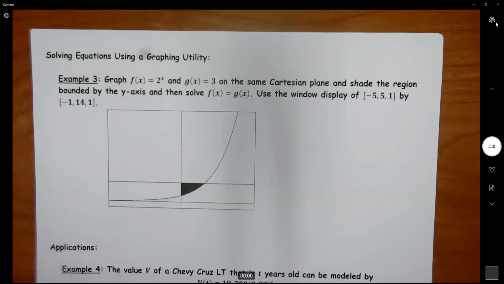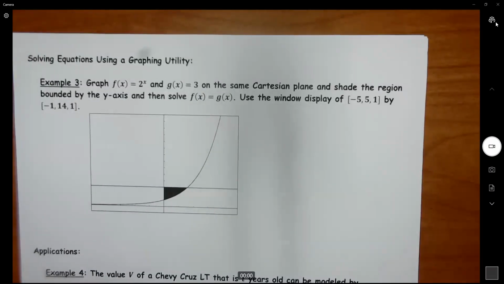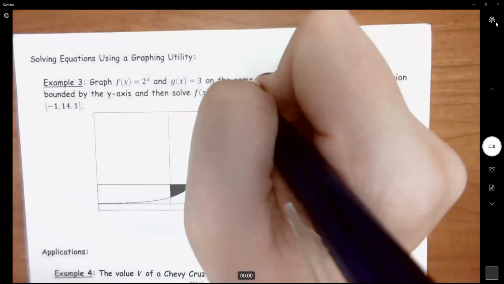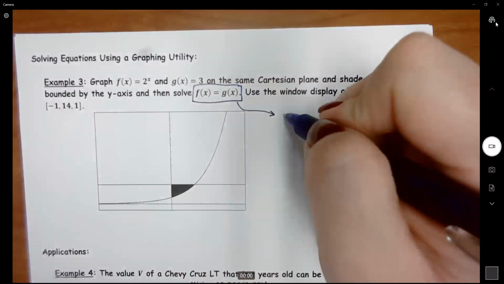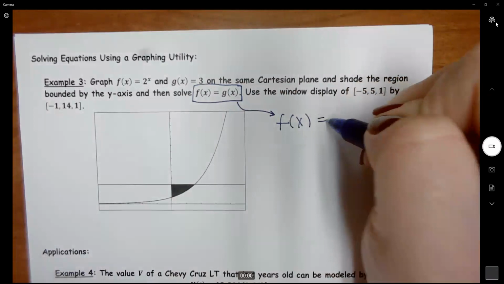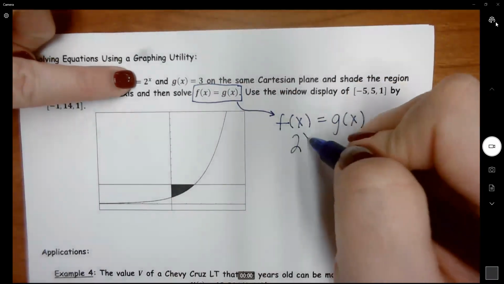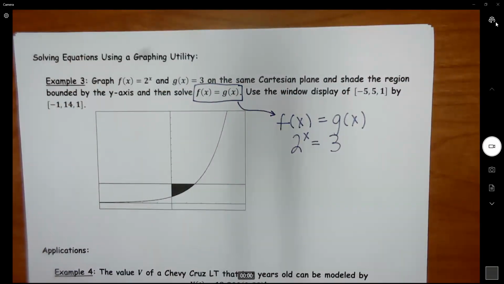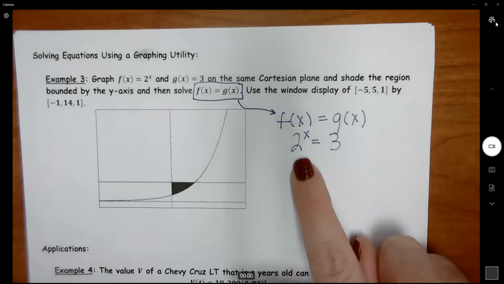So before we even get into the graphing part, I'm just going to solve this right here. So when f of x equals my g of x. So f of x equals 2 to the x power. G of x equals 3. This is what we just did in the last video. I can't get these bases to be the same. I can't rewrite 3 with a base of 2.